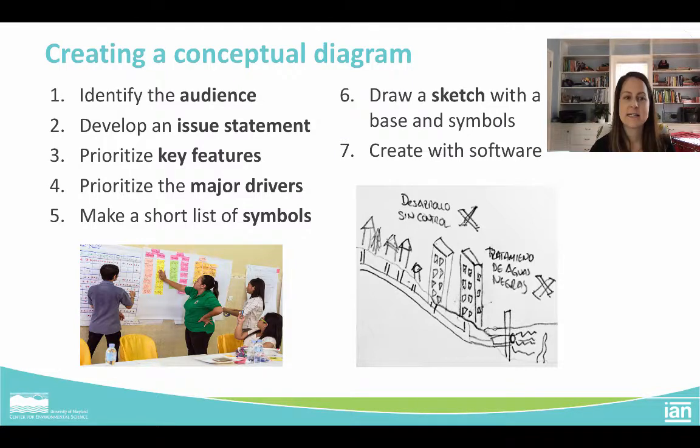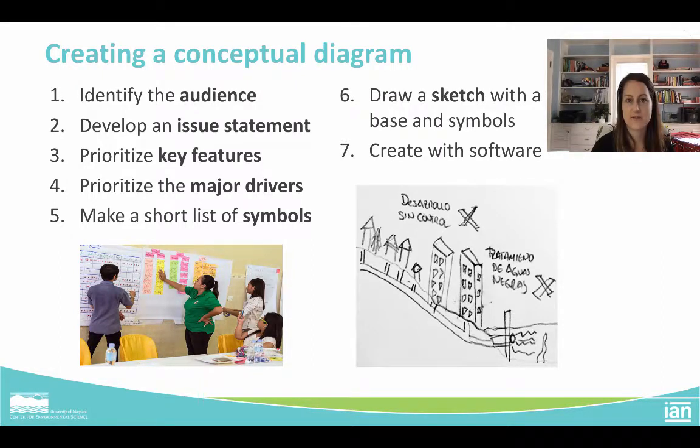Next, you want to prioritize your key features and the major drivers in this diagram. Try to keep this list to about 5 to 7 features and identify the major natural resources, the threats, the issues that need to be in this conceptual diagram. You want to keep that list short so that you're not starting off too complicated, but you also don't want to lose that scientific integrity of the conceptual diagram. Once you have your list, you can start formulating a short list of symbols.